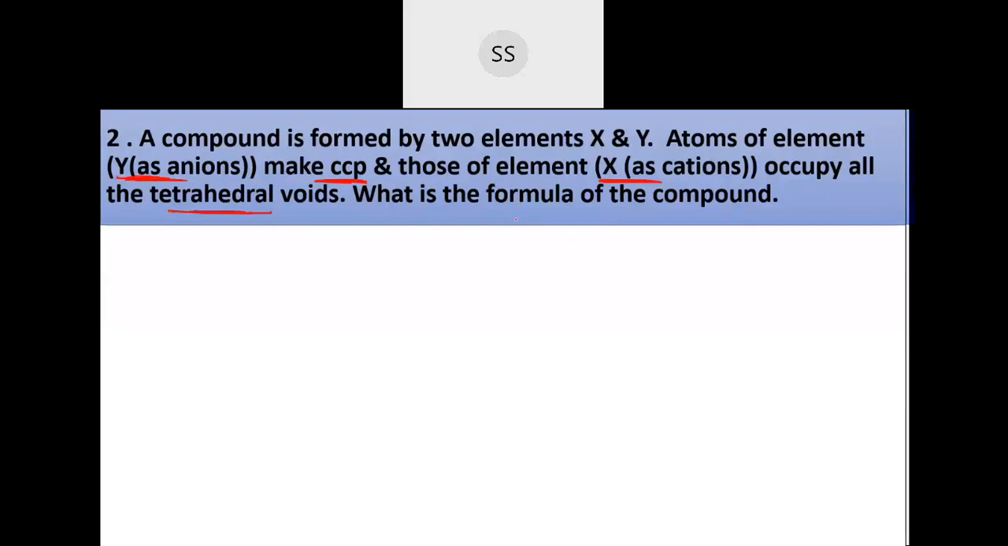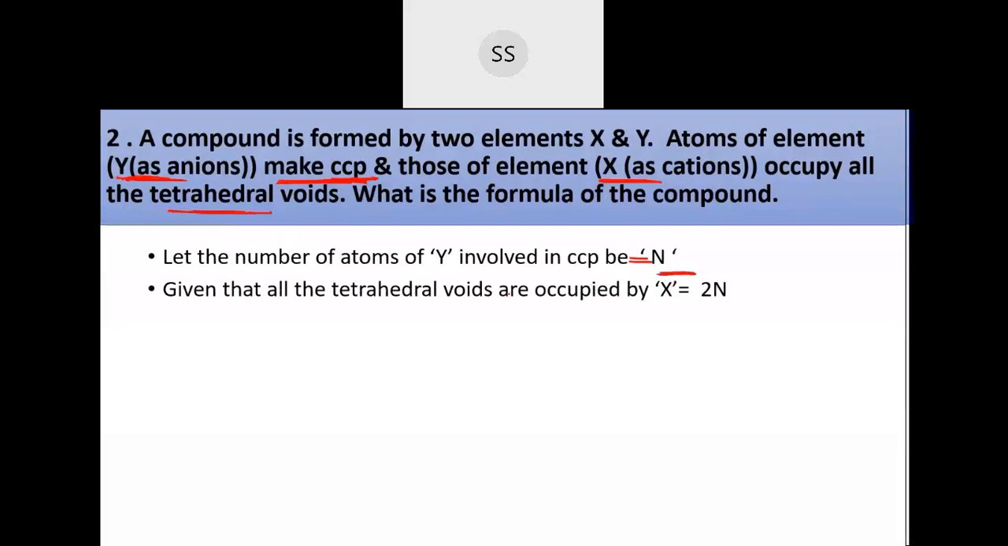First thing I told you, you identify the lattice, because depending on that number, you can write how many tetrahedral and how many octahedral voids there are. So now here, who is making the lattice? The CCP lattice is made by the Y anions. So we can start by saying let the number of Y atoms involved in CCP be equal to N. Now they are saying the X atoms are occupying the tetrahedral void. And you know, if you have N atoms for the unit cell, how many tetrahedral voids will we have? Given that, all the tetrahedral voids will be equal to 2N.